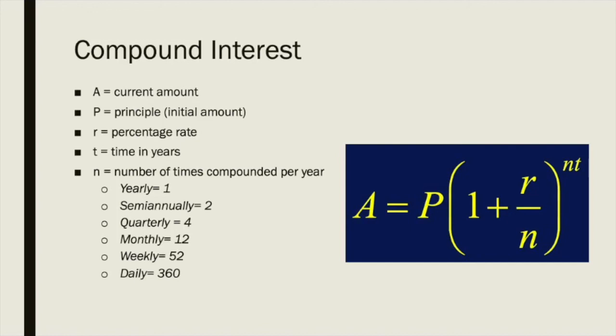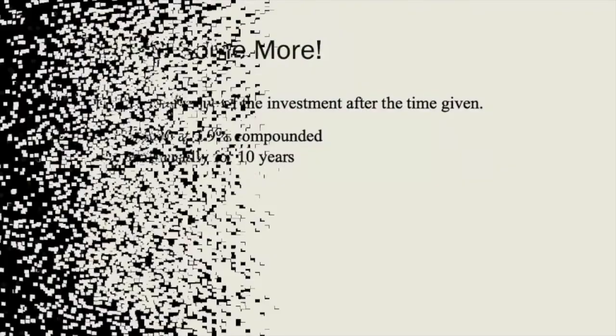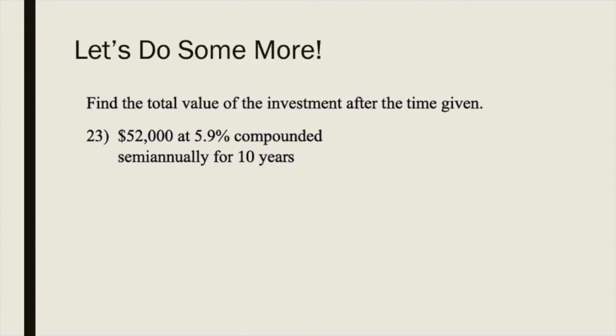This is like your savings account. So let's do some. I want to know the total value of your investment after the given time. We have $52,000 at 5.9% compounded semi-annually for 10 years. I need you to write the equation. A equals, what's P? The principal, the initial amount, so that's 52,000. Very good.